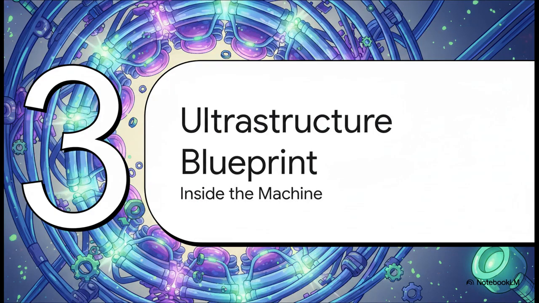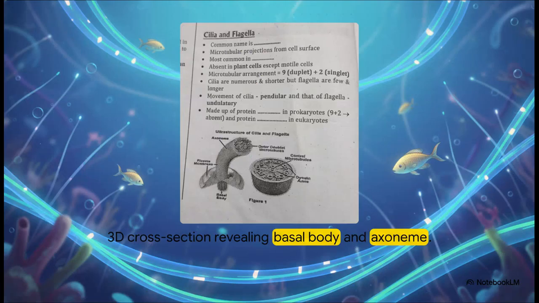Which brings us to Section 3, decoding the ultrastructure blueprint. Let's go inside the machine. Okay, check out this 3D cross-section from an electron micrograph. What you're seeing here is that both cilia and flagella actually possess the exact same internal architecture. Right down the middle, notice that bundle of filaments? That is called the axoneme. It's anchored right at the bottom by the basal body, and the whole thing is wrapped in a continuous, protective coat of plasma membrane. Honestly, structurally speaking, it looks an awful lot like a deep-sea communication cable.